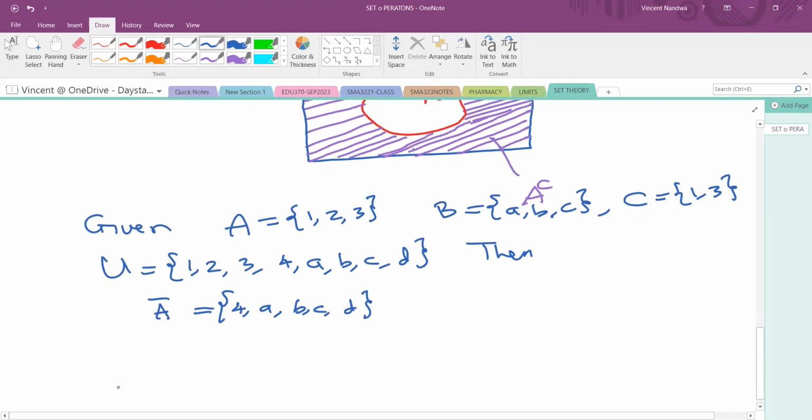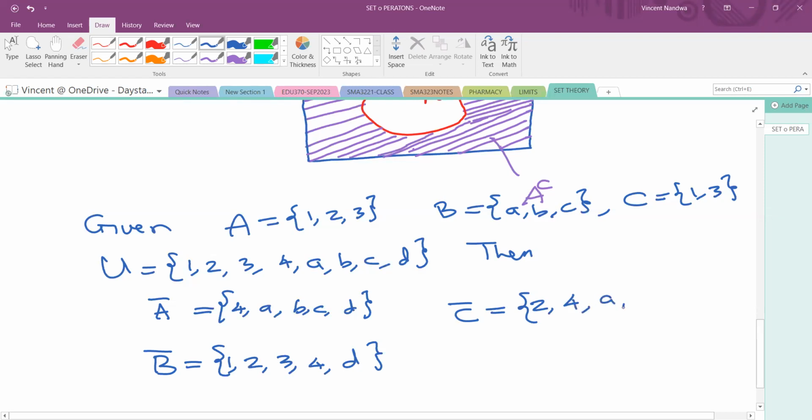And if I were to define B complement, means we pick all the elements in the universal set that are not A, B, and C. We'll have 1, 2, 3, 4, D. And then C complement will mean we pick all elements in U which are not 1 and 3. So I have 2, 4, A, B, C, and D.